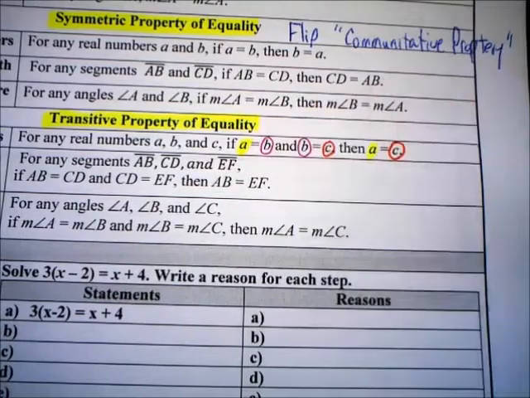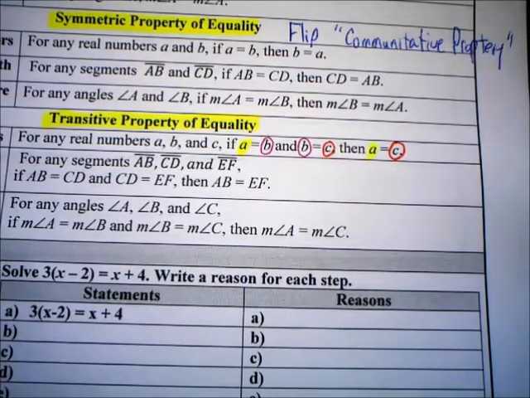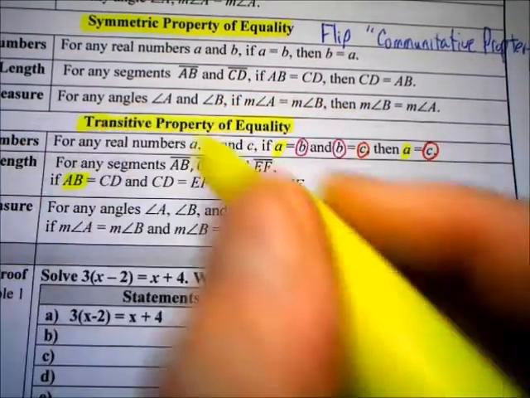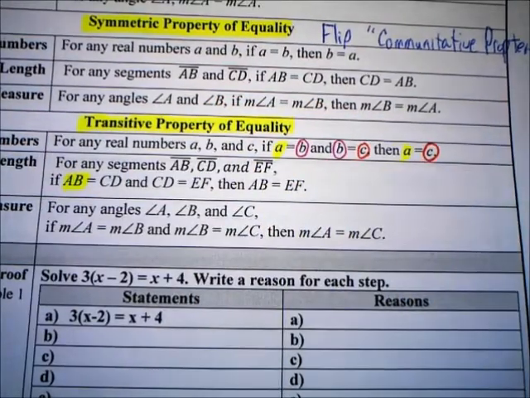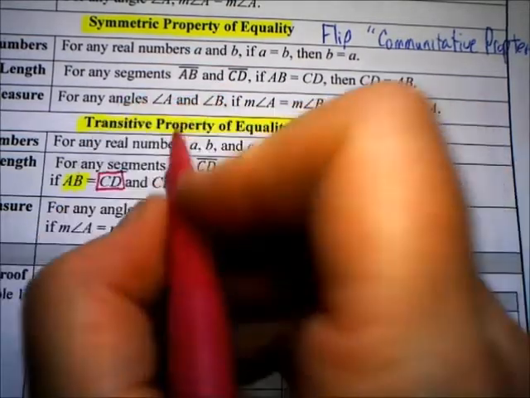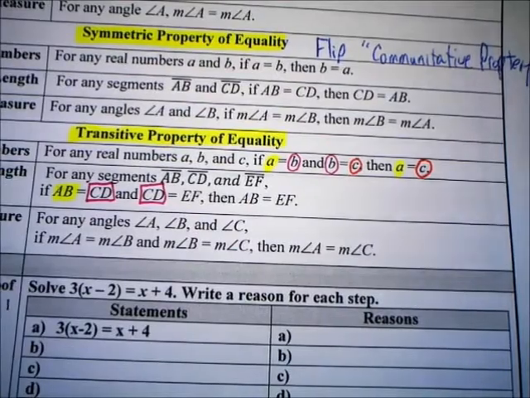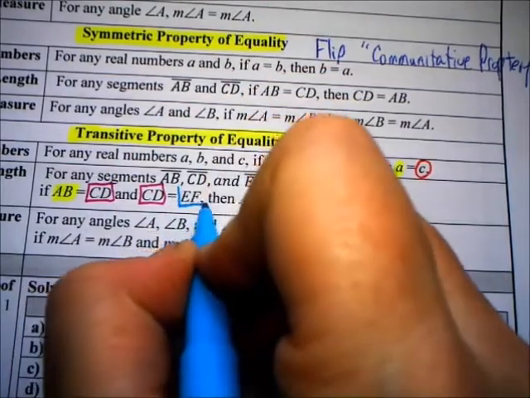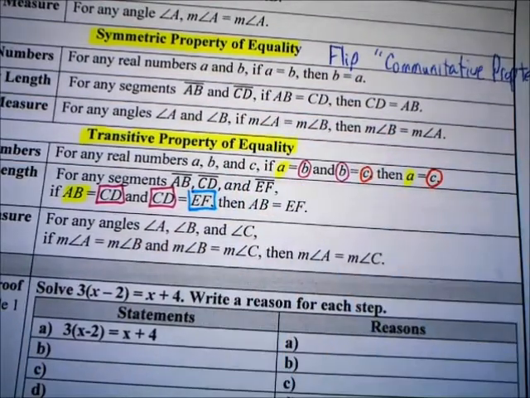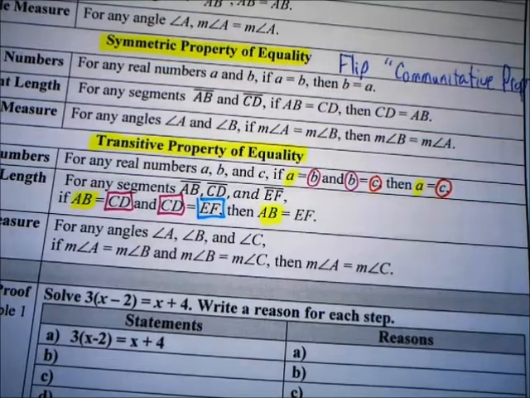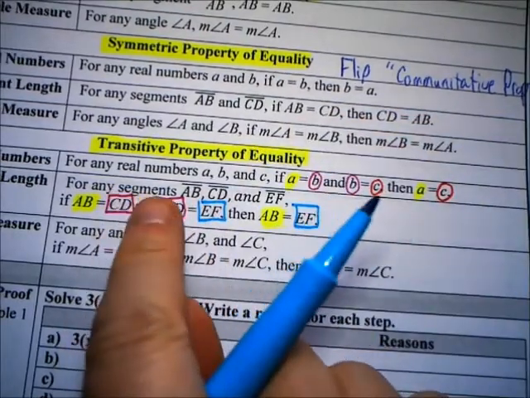That's for numbers. Same thing will happen with segments. If I have segment AB is congruent to segment CD, then segment CD is going to be congruent to EF. The result is going to be that AB is equal to EF. So basically the CDs are erased.